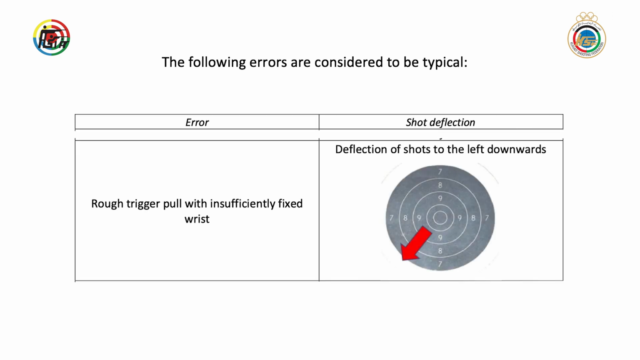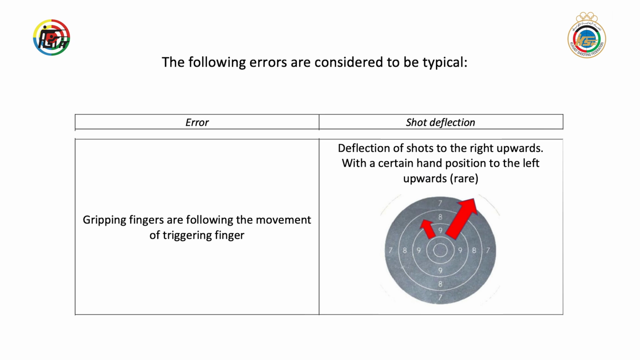Rough trigger pull with insufficiently fixed wrist. It will cause deflection of shots to the left downwards. Gripping fingers are following the movement of the triggering finger. It will cause deflection of shots to the right upwards, and with a certain position of the hand on the grip to the left upwards, but it's rare.